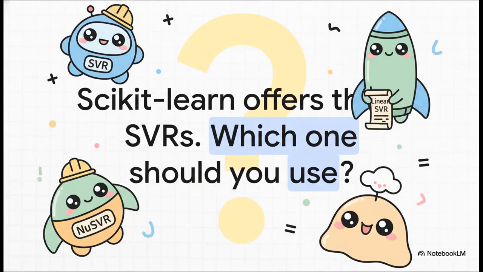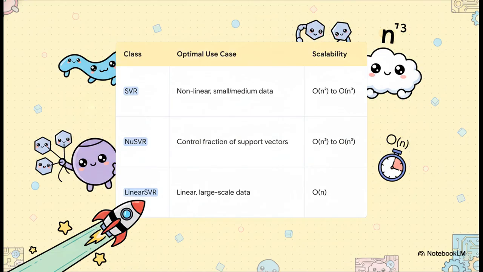Okay, so you open up scikit-learn and see 3 types of SVR. Which one should you actually use? SVR is your versatile go-to. NuSVR gives you finer control. And for big data and speed, pick LinearSVR.